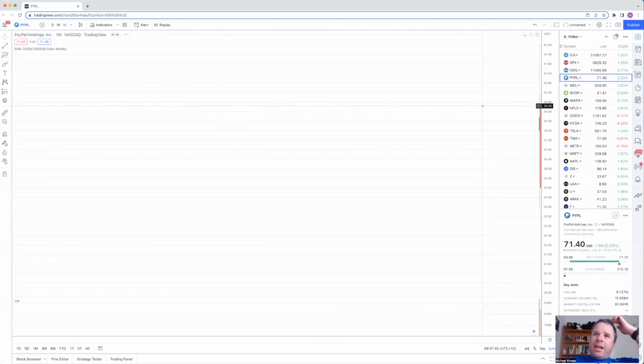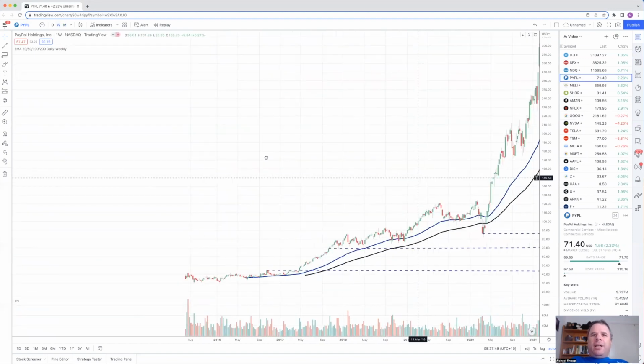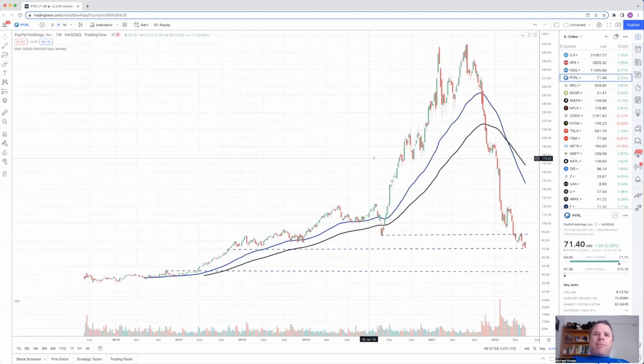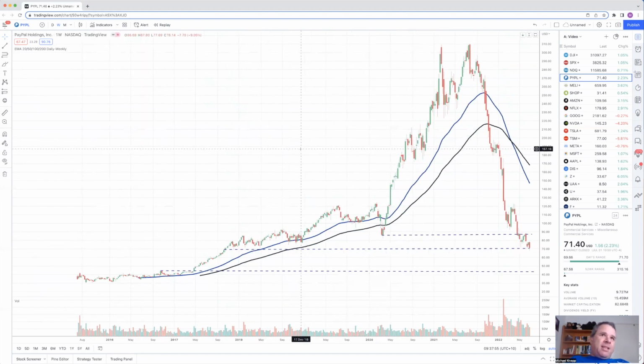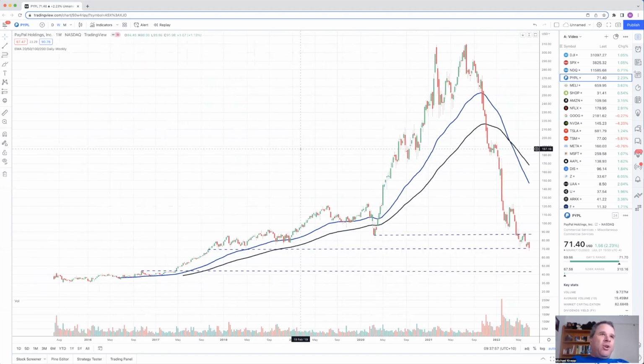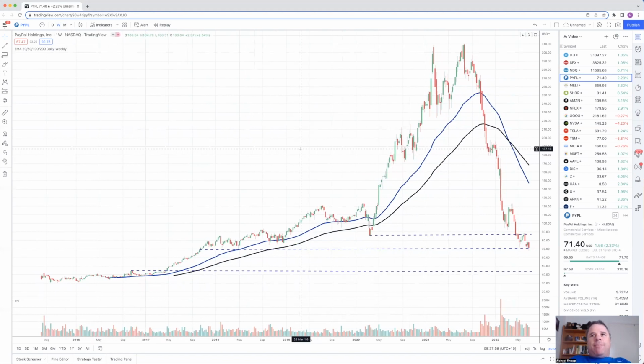And I'll go through this fairly quickly, I think. And we don't want to look at monthlies. I think I want to look at weeklies now. And first company I want to look at is PayPal. And this is the first company I invested in because I do see some value here with this company. And we have seen PayPal fall from $310 to a current share price of $71.40.